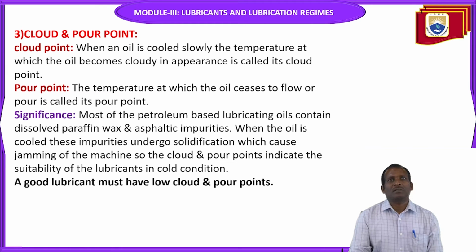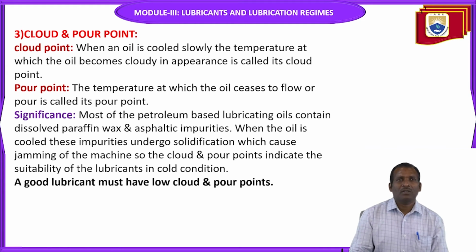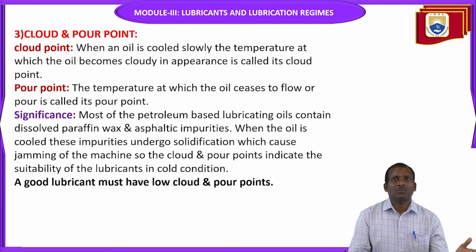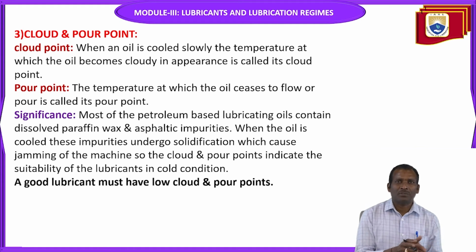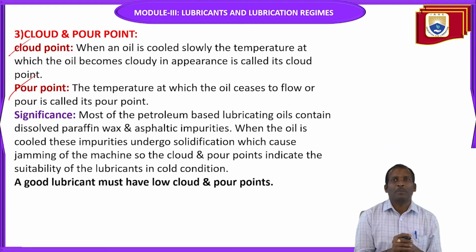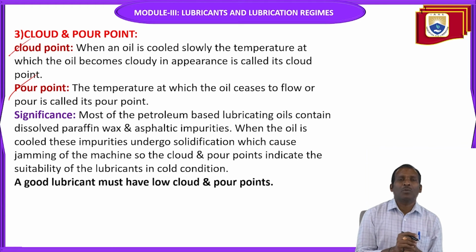Next, the third property is cloud and pour point. The cloud point is when oil is cooled slowly, the temperature at which the oil becomes cloudy in appearance is called its cloud point. You can say it like this: when the oil is cooled slowly, the temperature at which the oil becomes cloudy, that point is called the cloud point. The pour point is the temperature at which the oil ceases to flow or pour, called its pour point.